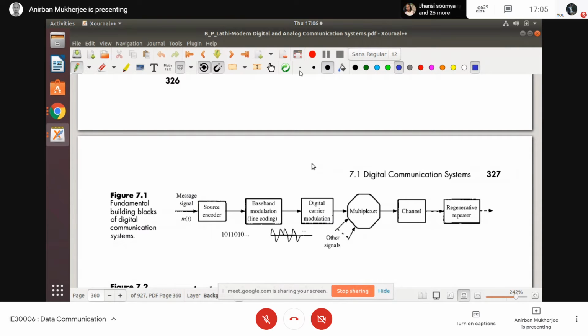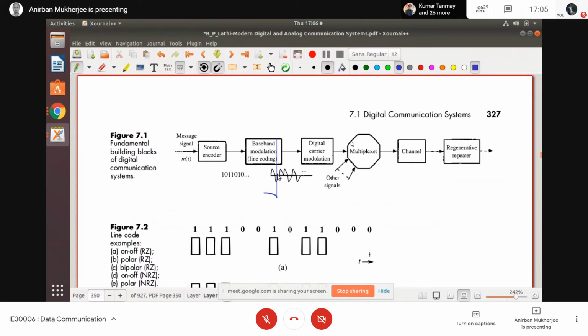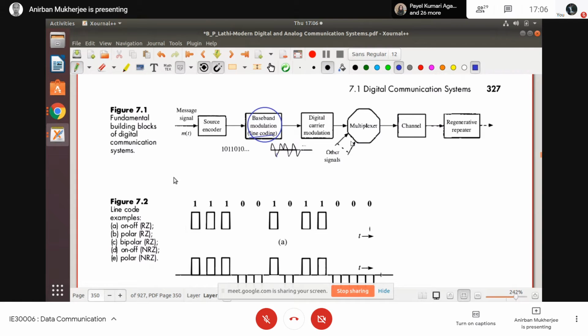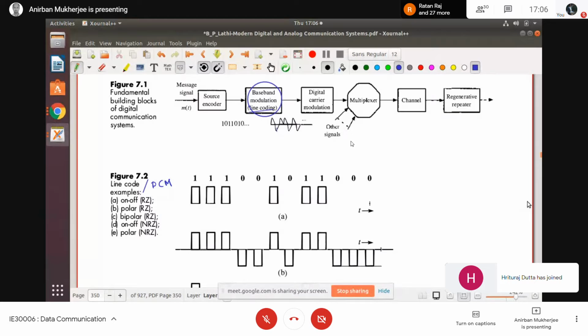In the last few lectures, we were discussing this chain, and we were talking about baseband modulation. In that baseband modulation, we are talking about line coding. Line coding means that those line codes are PCM codes, that means line code or PCM.